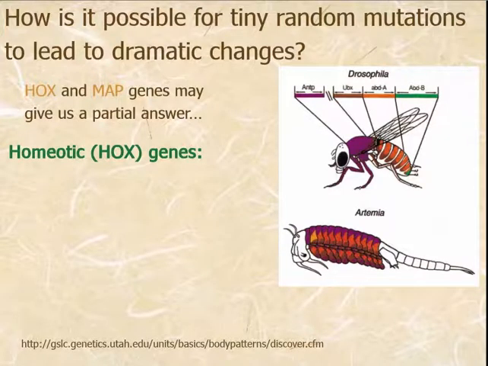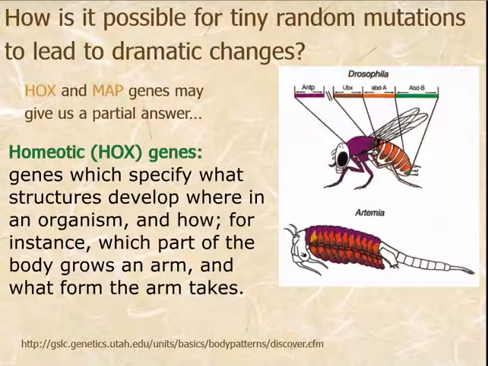Homeotic genes, also called Hox genes, are genes that specify what structures are going to develop and where they're going to develop in an organism and how. For instance, they're going to determine which part of the body grows an arm and what form the arms take. These are master controlling genes. And if you mutate a homeotic or a Hox gene, you cause a whole series of other genes to be affected because the Hox gene is in charge of all these other genes. So by changing a Hox gene, you change perhaps where the arm forms or what form that arm actually takes.